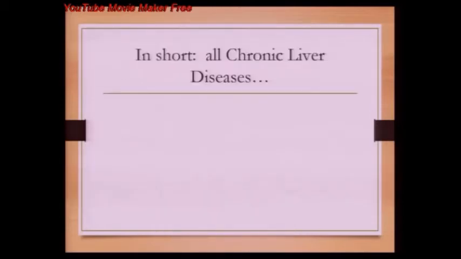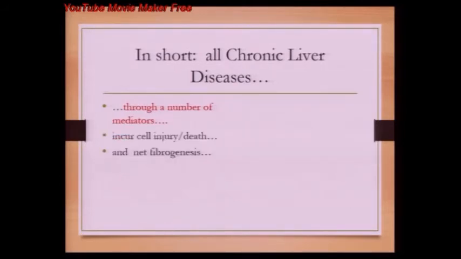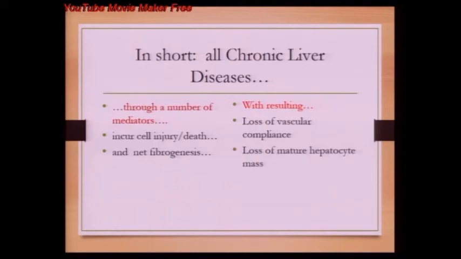All of them, through their various mediators, incur the cell death and injury of hepatocytes and fibrogenesis. Fibrogenesis is the process over time that results in cirrhosis. And that results in the loss of vascular compliance, the loss of normal and mature hepatocyte mass, and their normal phenotype. So really, the microarchitecture determines all the protean manifestations of cirrhosis.